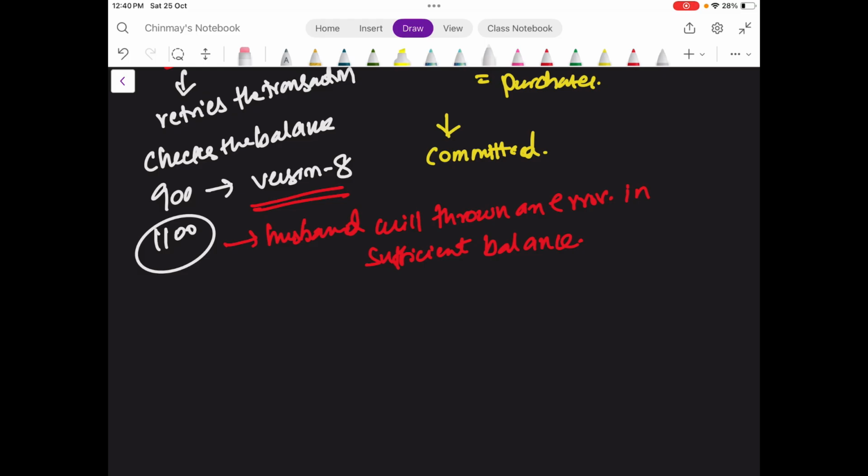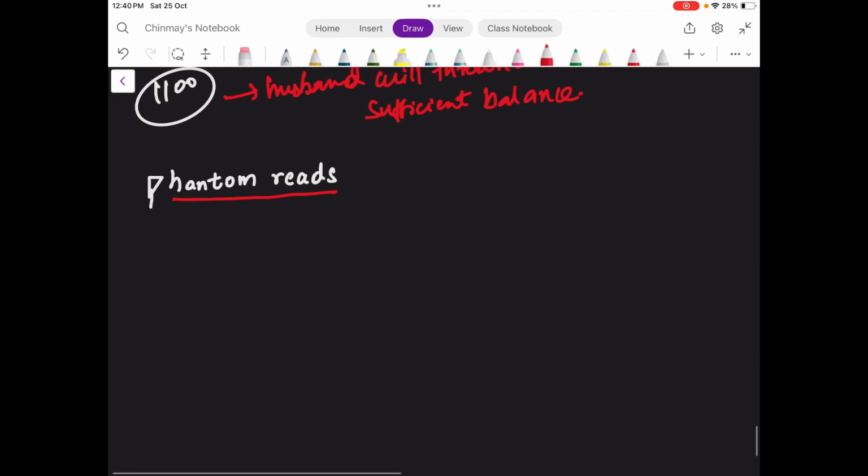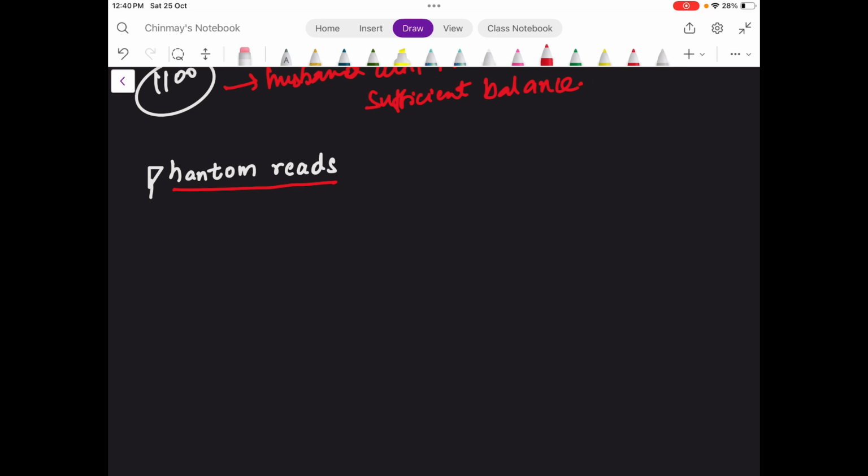The next isolation property is phantom reads. Okay, phantom reads. Before understanding phantom reads, let's understand with an example.